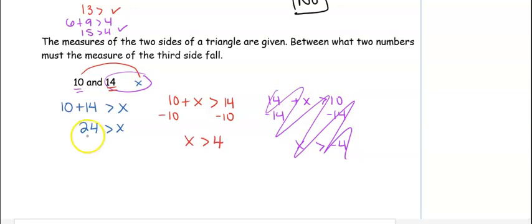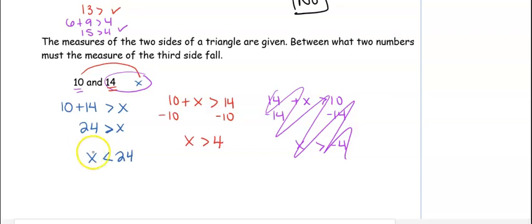Our first piece is saying that 24 has to be greater than x. Why don't I flip that around? See, the x has the little side next to it. If 24 is greater than x, that means x has to be less than 24. See how the smaller side is next to the x? It stays next to it.